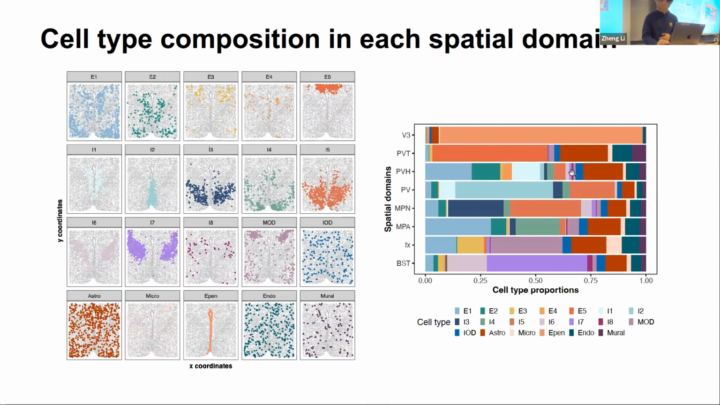The plot on the right is basically quantifying this observation. For certain regions, like the third ventricle, it's mainly dominated by one cell type, which is the ependymal cells. But for most of the spatial domains, it's a mixture of multiple different cell types. This is just like our assumption: we assume a spatial domain is composed of many different cell types.